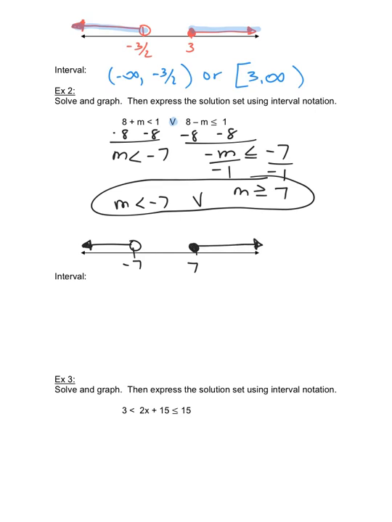Again, interval notation goes from left to right. So negative infinity to negative 7, but not including negative 7, or positive 7, including that, all the way to positive infinity.